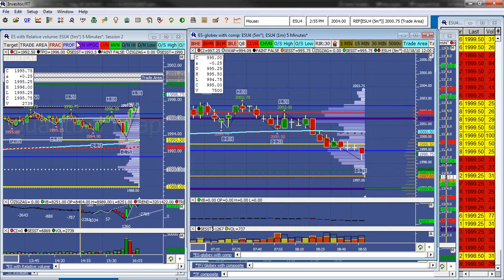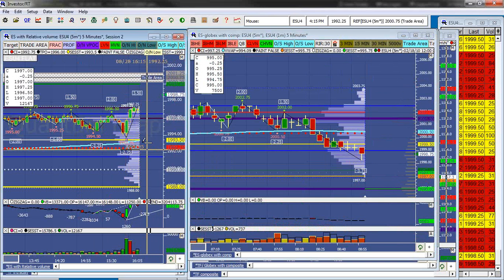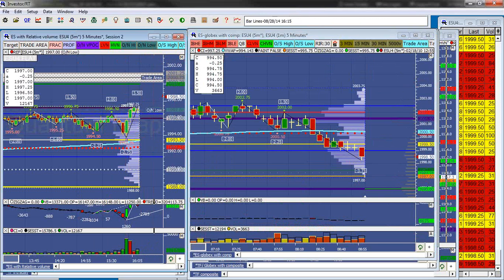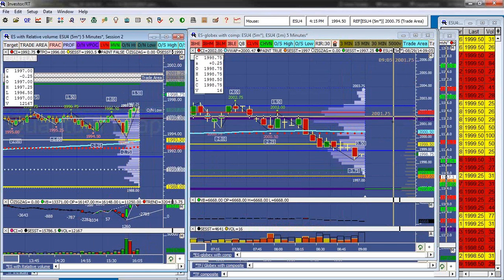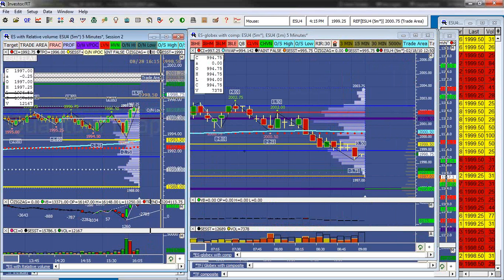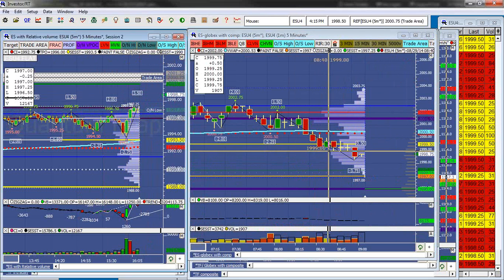All right, so 1997 is our overnight low, which is basically one tick below the range high from yesterday. Our overnight VPOC is at 2,150. Don't think it's going to shift. We could get a shift depending on how much more we trade down here at 1999.